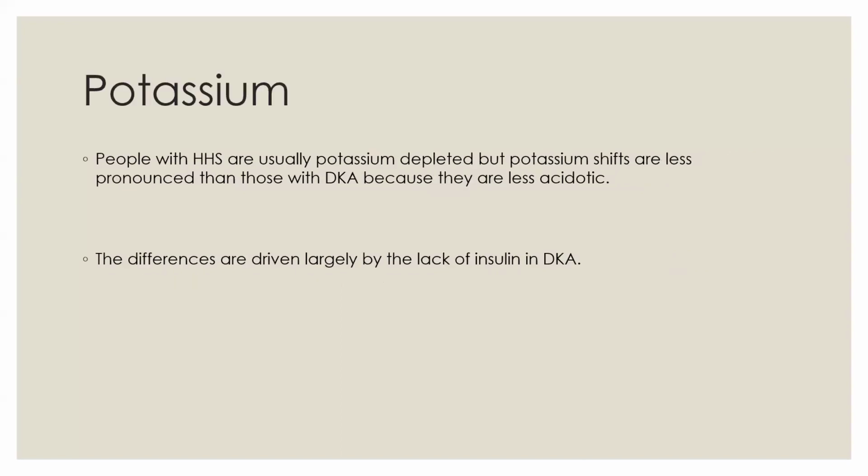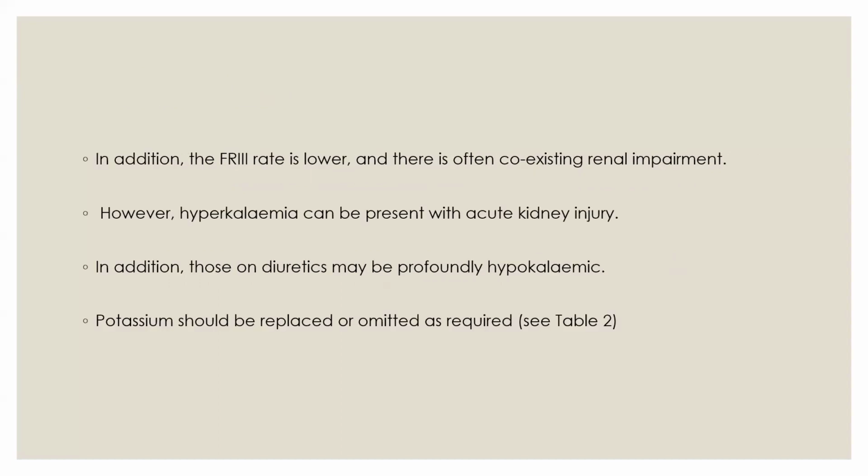Now regarding potassium. People with HHS are usually potassium depleted, but potassium shifts are less pronounced than those with DKA because they are less acidotic. The difference is driven largely by the lack of insulin in DKA. In addition, the fixed rate insulin infusion rate is lower and there is often coexisting renal impairment. However, hyperkalemia can be present with acute kidney injury. In addition, those on diuretics may be profoundly hypokalemic. Potassium should be replaced or omitted as required.